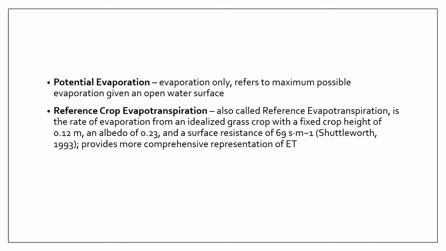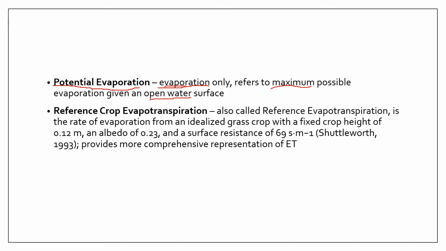Now, let's talk about potential evapotranspiration. This is just about evaporation only, so it's kind of a misnomer. It talks about the maximum possible evaporation given an open water surface. This is typically used for irrigation optimization studies, where you want to make sure that your irrigation water is not lost to evaporation. So you have to know how much your potential evaporation is. I think this is tackled in the first exercise.